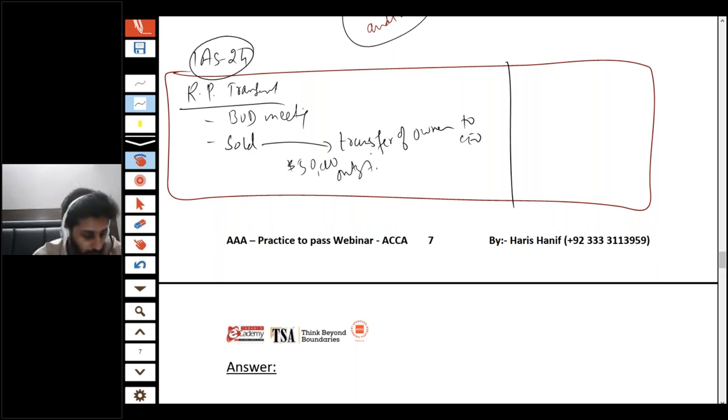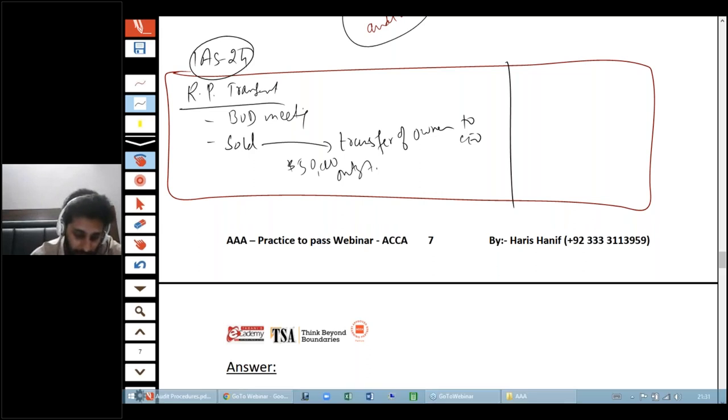So what do you think? Should it be classified as a receivable? Please tell me in the question box. Should it be recorded as a receivable? Can you please confirm?